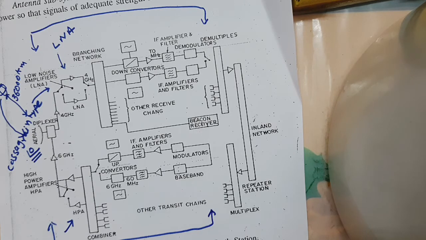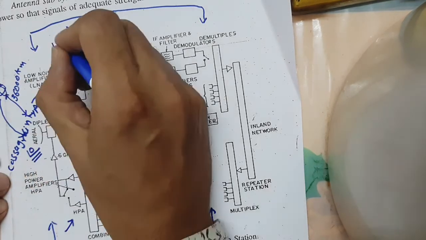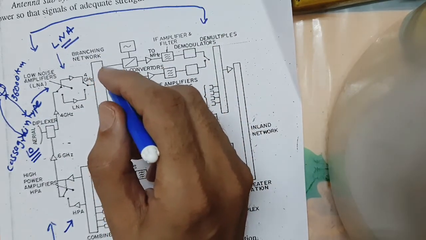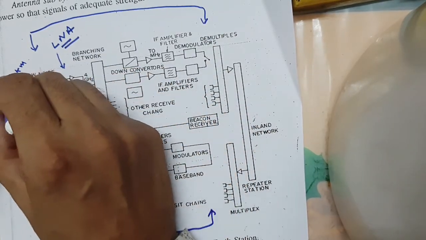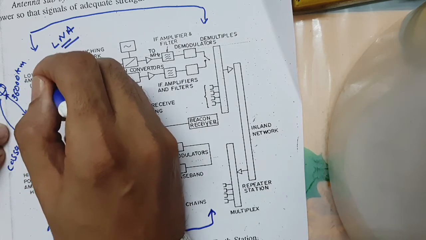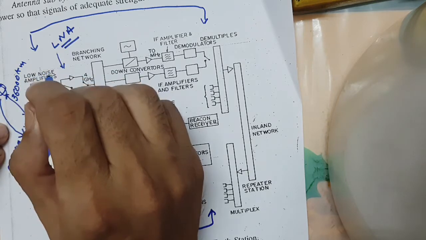Now we are discussing the second one, that means LNA. What is LNA? LNA means low noise amplifier. That means whatever the signal which is coming from the satellite, it is very far and full of noise. So we have to make this signal noiseless.